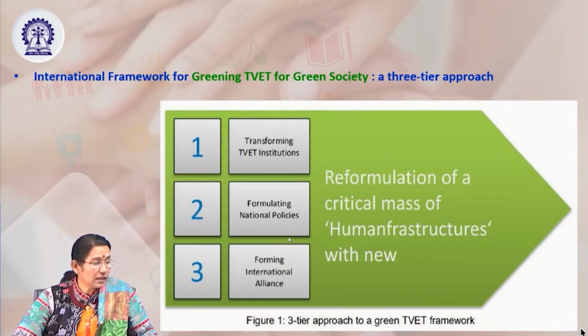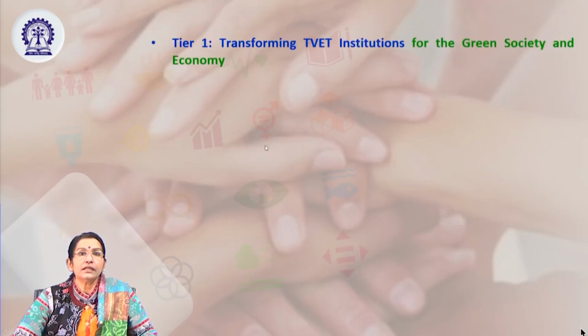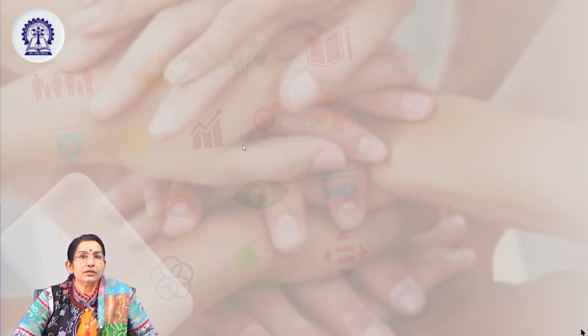Then formulating the new national policies, and then forming the international alliance, that is collaboration. So, first we have to totally transform our existing TVET institutions. Second, we have to introduce new national policies, and with the national policies, collaborate with international organizations, societies and bodies, that is forming the international alliance. These are the 3-tier approach, and that should be the international framework for the TVET. Okay. So, first is tier 1, that is transforming the TVET institutions.